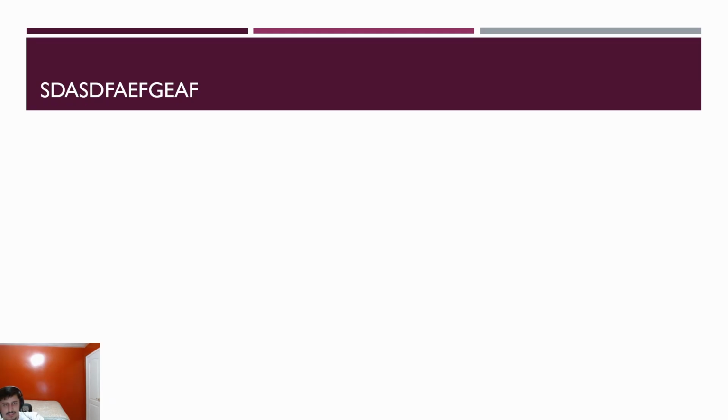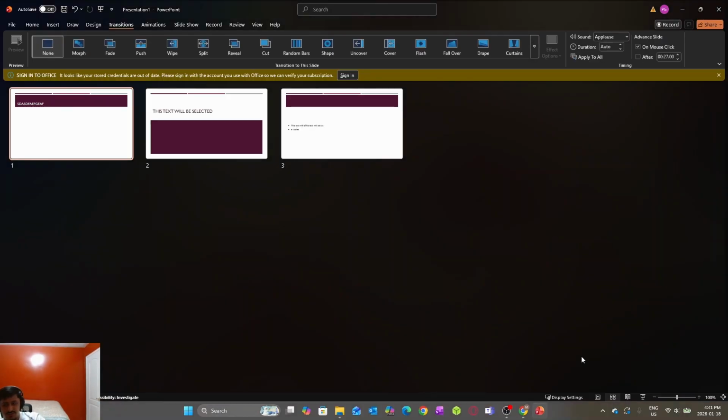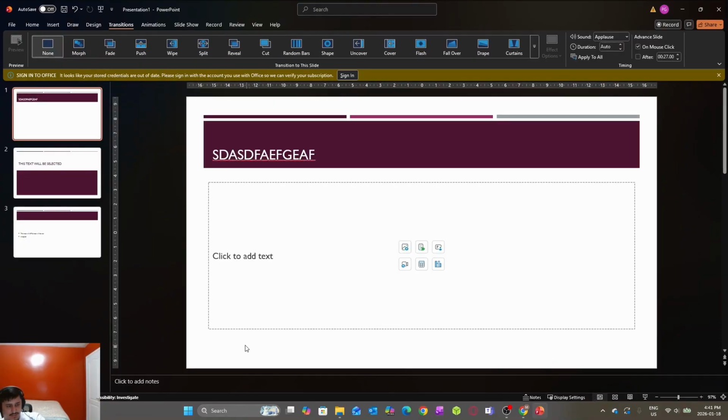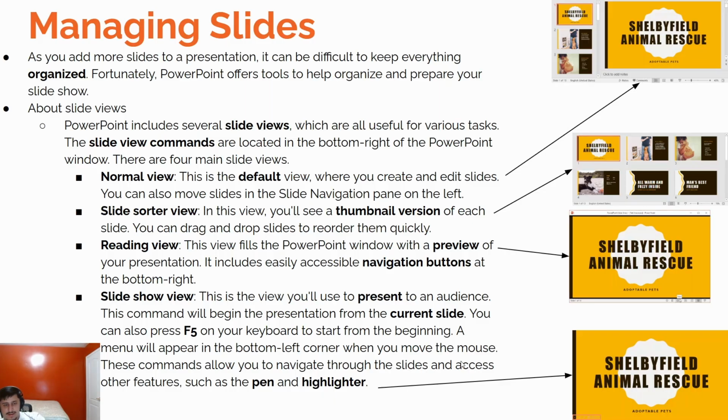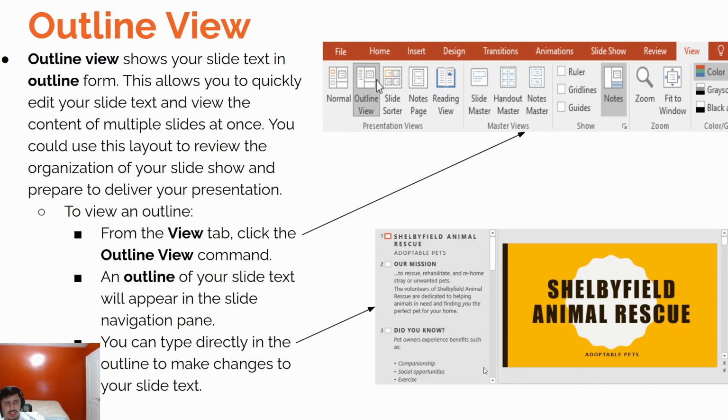And then finally we have presentation view, which is just what it looks like when we present a slideshow, right? So there's that. Now we have the outline view.